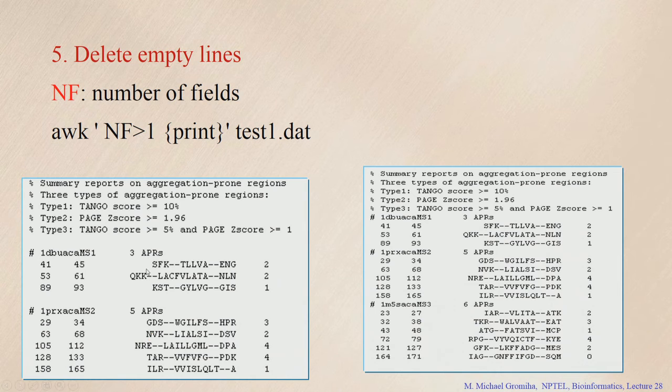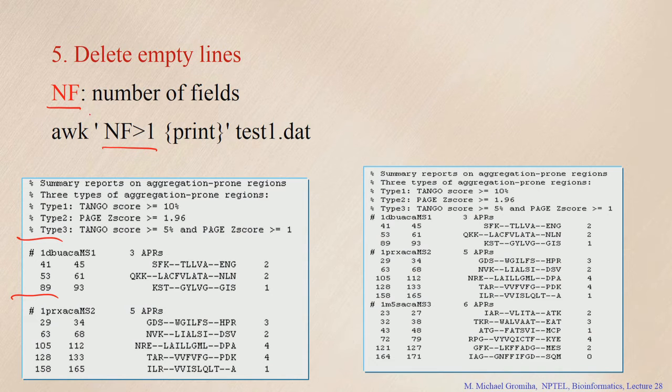Now, a question: if there are several empty lines in the data, how do we eliminate them? I need the file without empty lines. Here we use NF. NF is the number of fields. What is the meaning of number of fields? The number of columns, how many fields you have. If you want to eliminate the empty lines, a non-empty line contains at least one field, so you put NF greater than 1.